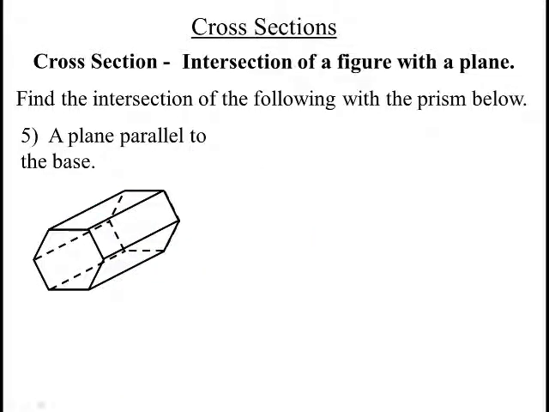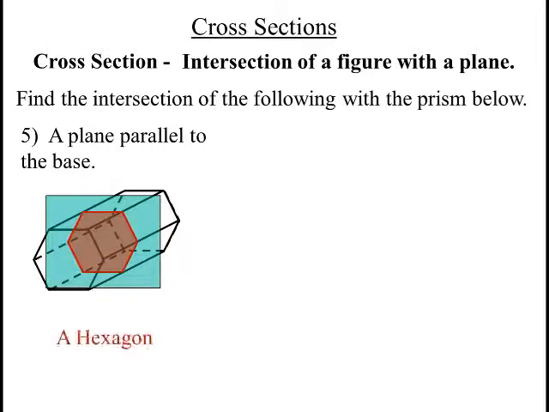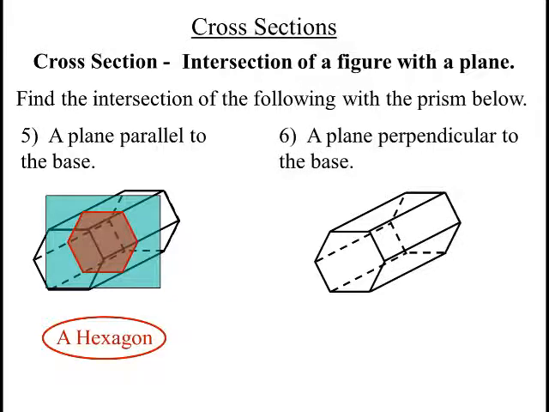And then finally, let's look at this prism. If we slice it parallel to the base, obviously that's going to be a hexagon. If we slice it perpendicular to the base, what would that be? No matter how you slice it, if it's perpendicular to the base, you're going to get some sort of a rectangle.